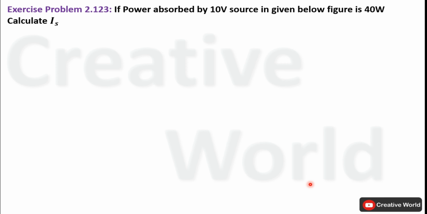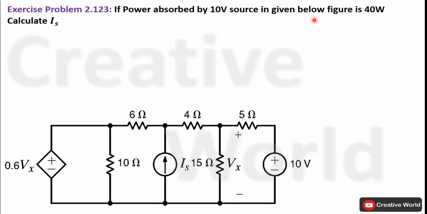Exercise problem number 2.123. If the power absorbed by the 10 volt source in the given figure is 40 watt, then calculate the current IS. This is the circuit diagram of the given problem. Inside this network, we have to find the value of this constant current source labeled as IS. One piece of information is provided: the power absorbed by this 10 volt source is 40 watt.